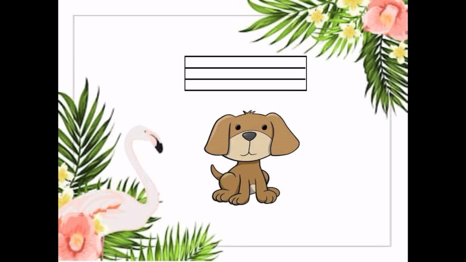Puppy. So, the first word is toothache. The second word is headache. The third word is bad cold. And the last word in our lesson today is puppy. Now, what does the word puppy mean? The word puppy is a young dog.